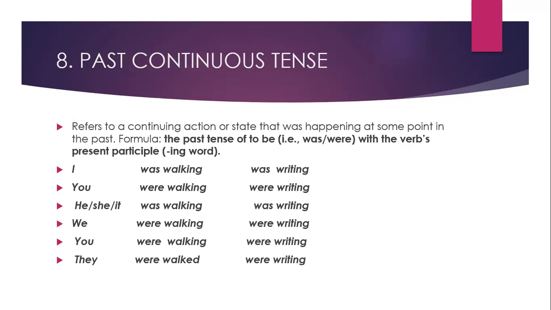Past continuous. This is used for actions or states that were happening at some point in the past. So it was happening for a period of time. It took place for a while in the past. And the form is the past tense of the verb to be with the verb's present participle, that is the ing form. So I was walking. So that means it took a while. I walked for a period of time. You were walking. It was walking. We were walking. You were walking. They were walking.